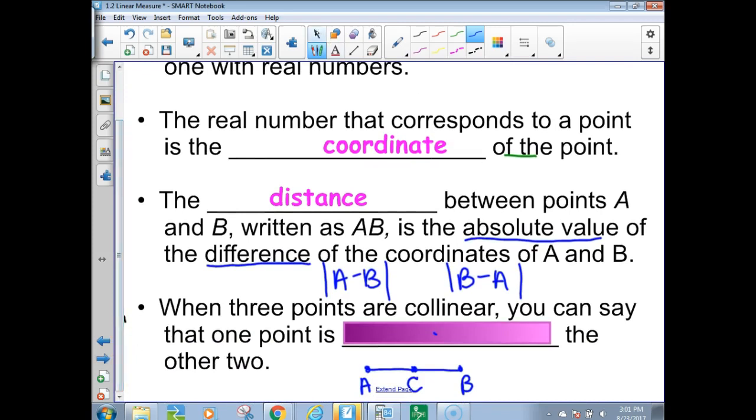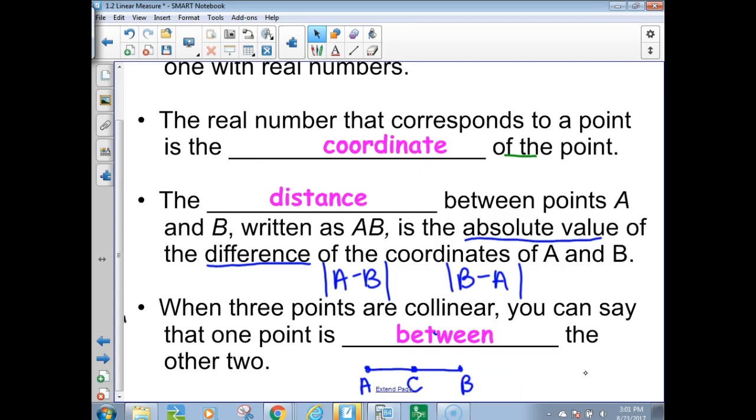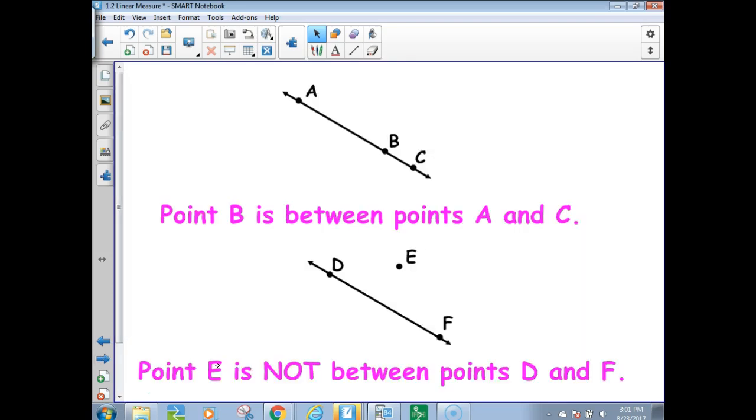Okay, so now here at the bottom, when 3 points are collinear, you can say that one point is between the other 2. Okay, if 3 points are collinear, one is between the other 2. And this would be collinear points where C is between A and B. Here's some more examples of that. You have these on your paper, I believe. Yeah. So here, B is between points A and C. And this is a non-example. E is not between D and F, okay, because it's not on the line.